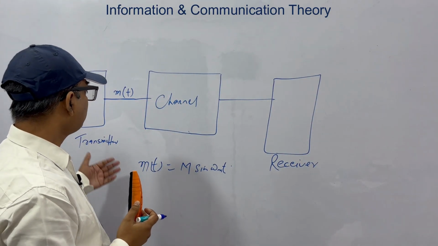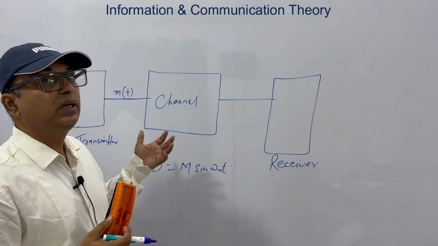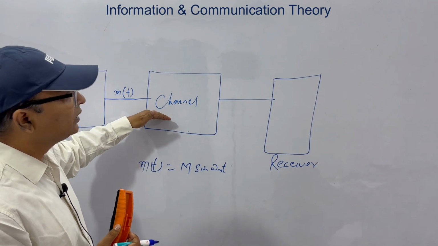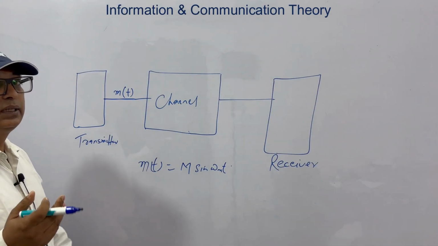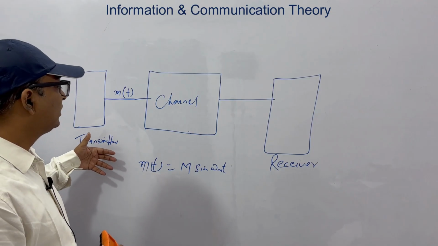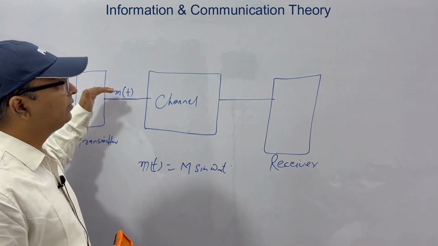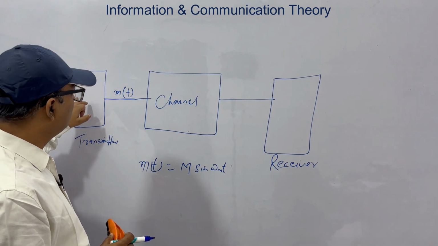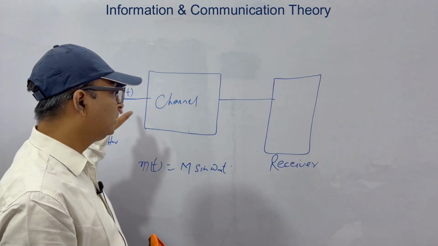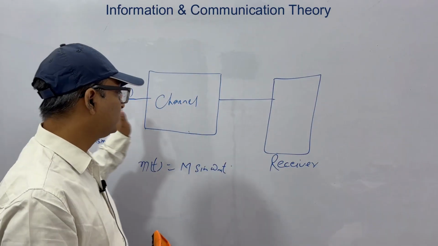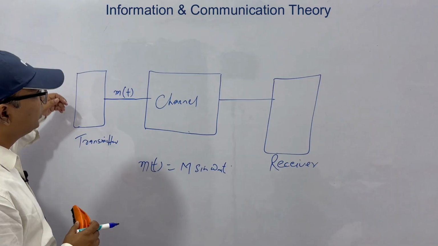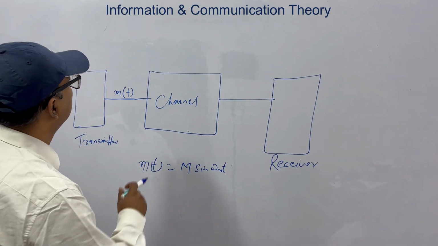What do we do? We use modulation techniques. Why? To suit the channel. Now, what is a modulation technique? Modulation means altering the signal according to the carrier signal. We have another signal that is capable of traveling from transmitter to receiver, and we put our message signal over that carrier signal.